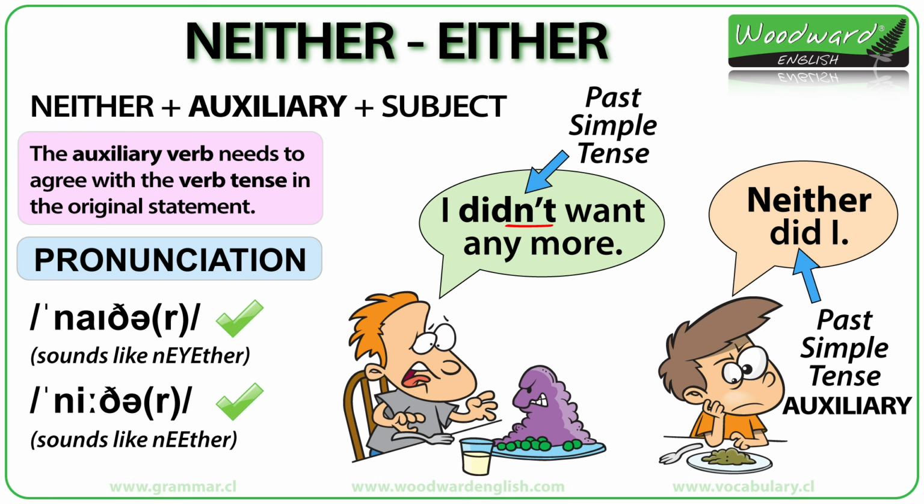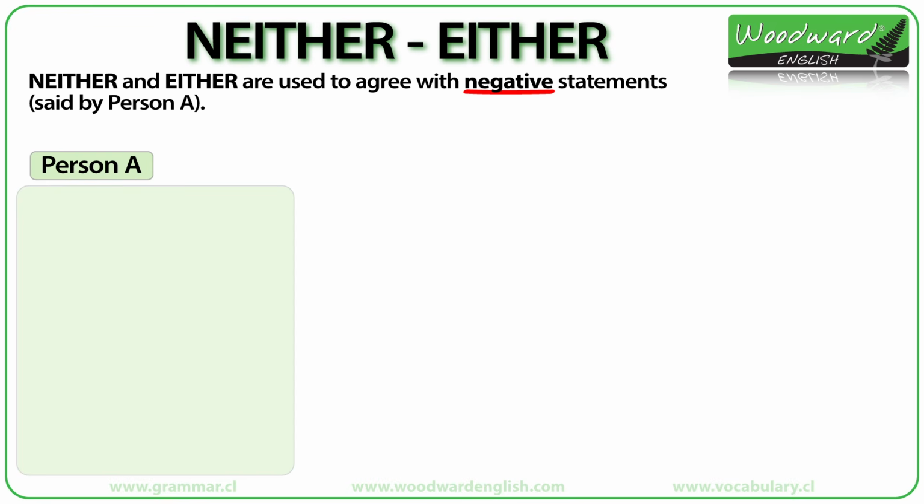Neither did I means I didn't want any more either. So the complete interaction is I didn't want any more. Neither did I. Let's look at more ways of responding. Neither and either are used to agree with negative statements said by person A.